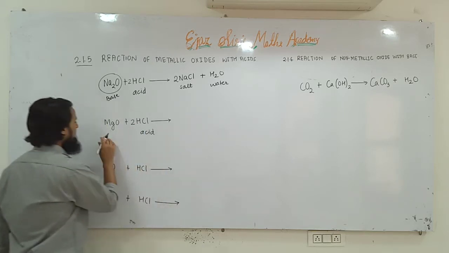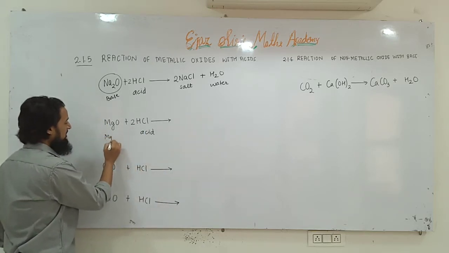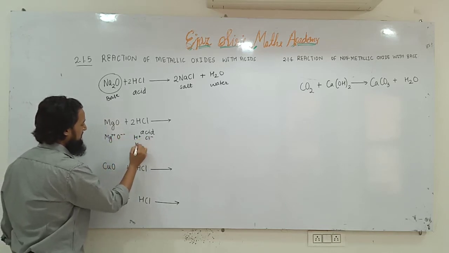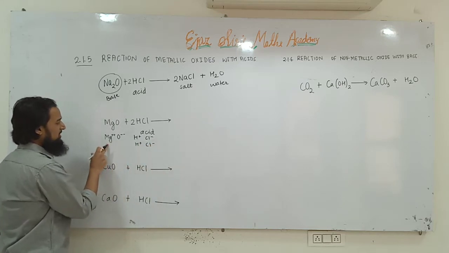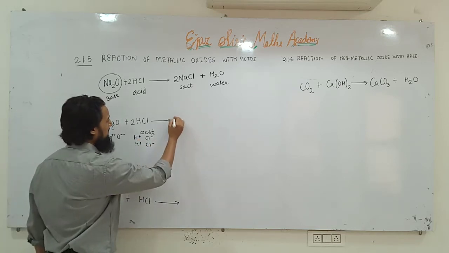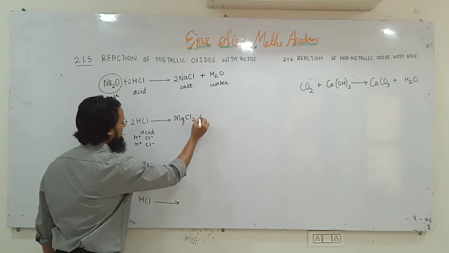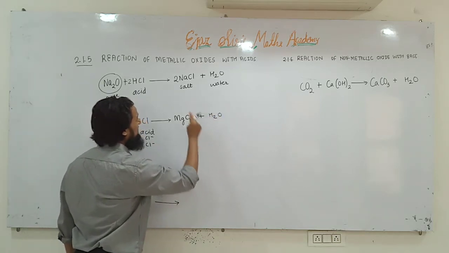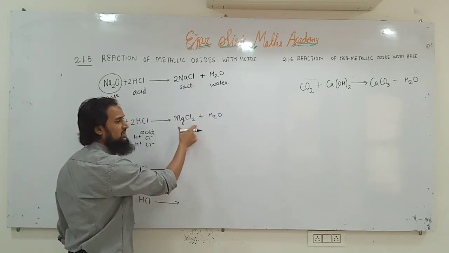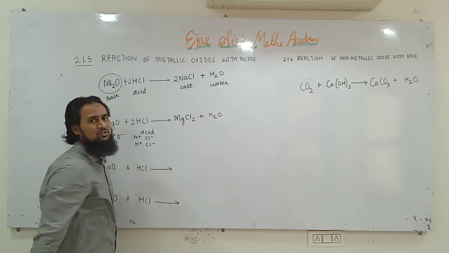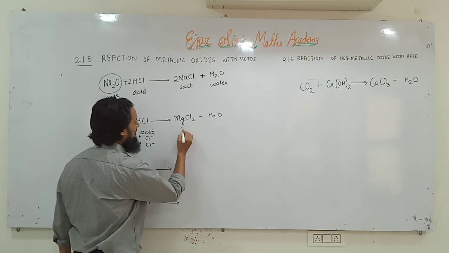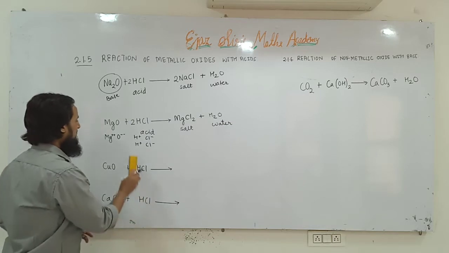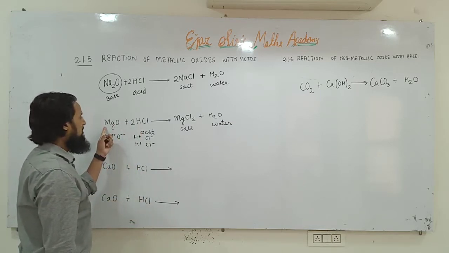Why? Because we know the valency of magnesium is 2, Mg is always 2 positive and oxygen is 2 negative. H should be H plus, Cl minus, H plus, Cl minus. So one magnesium will require 2 chlorine atoms, so it will be MgCl2 plus, what is left? O, and these 2 H, so it will form H2O. And this was sodium chloride, this is magnesium chloride, an uncommon salt. NaCl was common salt, MgCl2 is uncommon salt, but it is a salt, and H2O is water. So what is it? Acid plus MgO gives salt and water.